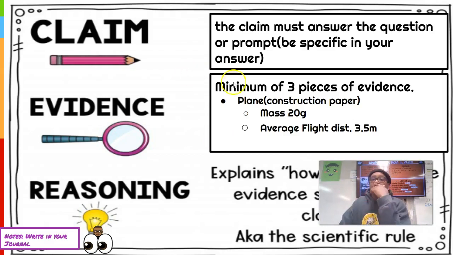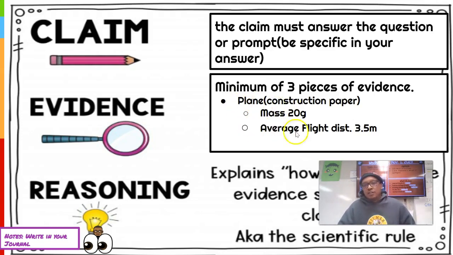Now, if you take a look at this evidence here, they have a plane, and it's made out of construction paper. And the mass of it, because they found the mass of it, is 20 grams. Now, the average flight distance for that plane, because it looks like they applied a force and tried to make it fly, is 3.5 meters. This would be one piece of evidence. And again, you do not see any sentences in there. You just see bullet points. So your evidence should be bullet points.